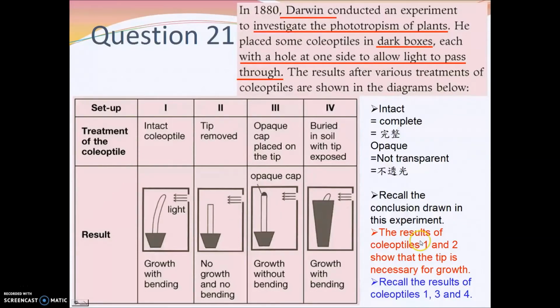So I just highlight the result of the coleoptiles 1 and 2. That means setup 1 and setup 2. That's a typical comparison. Setup 1 is with the tip, and setup 2 is without the tip. You can see that with the tip, there is growth with bending, without the tip, no growth and no bending. So we can say that the tip is necessary for growth. That's the first conclusion drawn in this experiment. But how about 1, 3, 4?